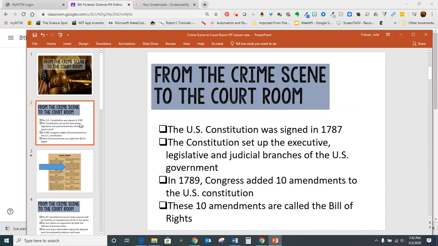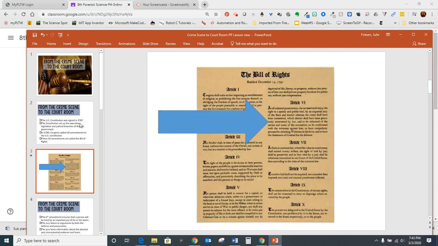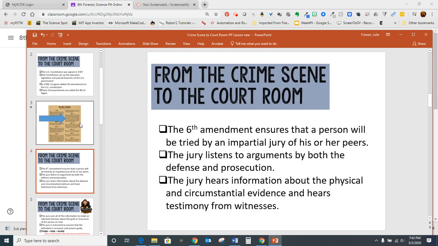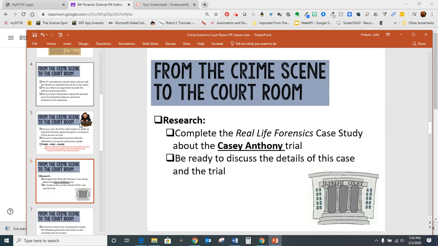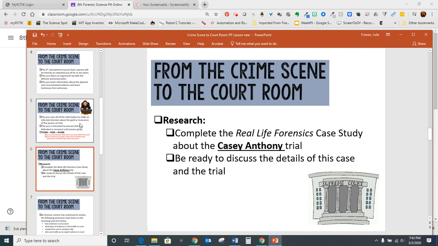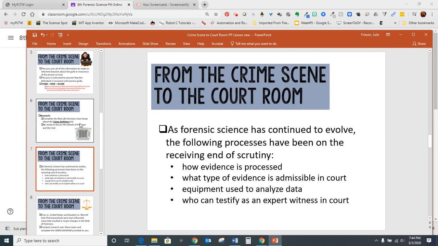So today, you're going to still open up this PowerPoint that I gave you. I'll put it as your assignment today again. But remember, reviewing the other day, we talked about the Sixth Amendment, right? And how you have a right to a fair trial. And I hope you found it interesting about the Casey Anthony trial because of the evidence and the experts that they used. Did it really help her or not? Or did it really help her a lot?